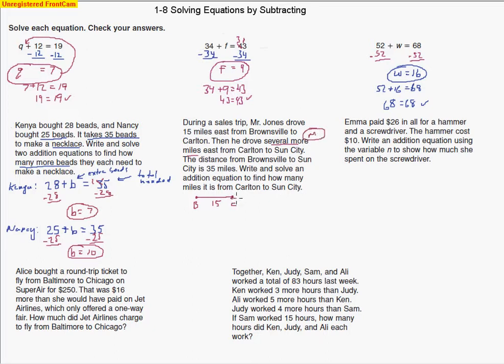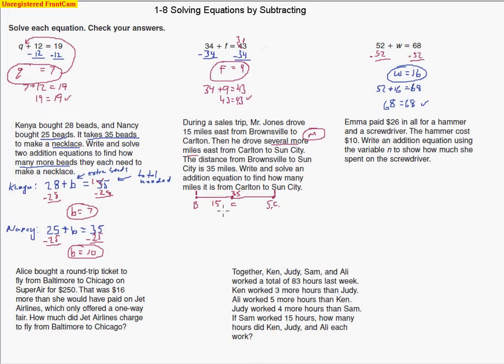So he drove several more miles, don't know how far, from Carlton, which is where the 15 miles was, the first stop, to Sun City. Brownsville is where we started. And so the distance from Brownsville all the way to Sun City was 35 miles. So we want to find out how far it is from Carlton to Sun City.